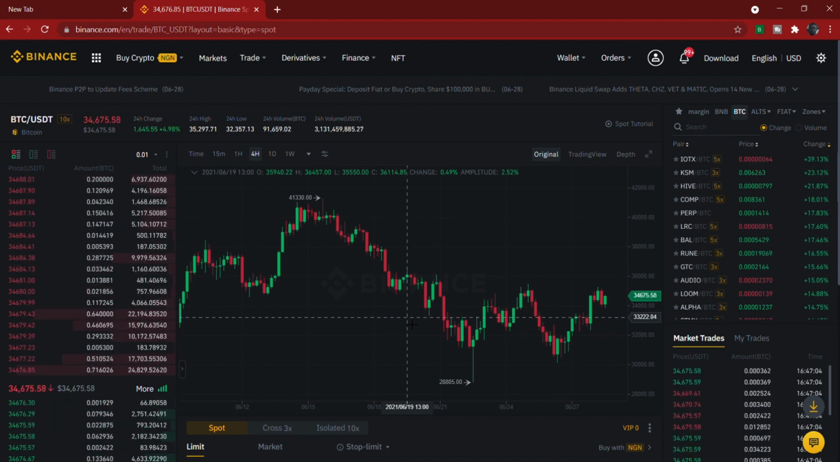Now to how to know when to buy and sell a coin for profit on Binance. There are different technical analyses that you can use to determine when to buy a coin or when to sell a coin on Binance, but I will be showing you guys just one of those technical indicators.